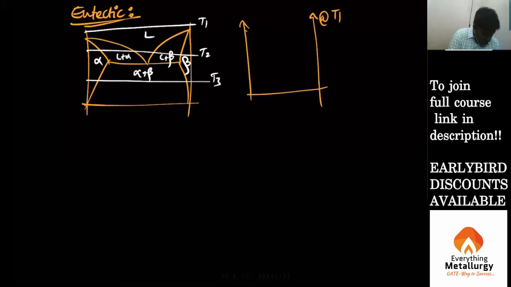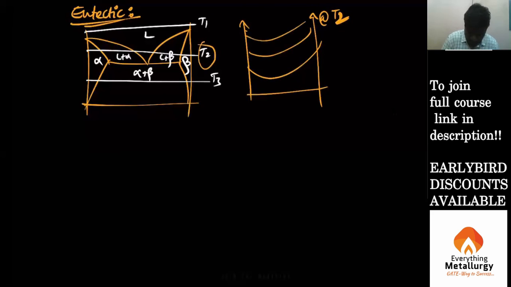So what you will do, you can simply draw that. The next important thing is T2. I think T1 can be easy for you. I'll just draw it. You'll be having your liquid here, alpha and beta somewhere on the top. So this will be your G_l, G_alpha, G_beta. Fine. So my liquid is stable throughout the composition ranges. So I hope you will be able to do it.